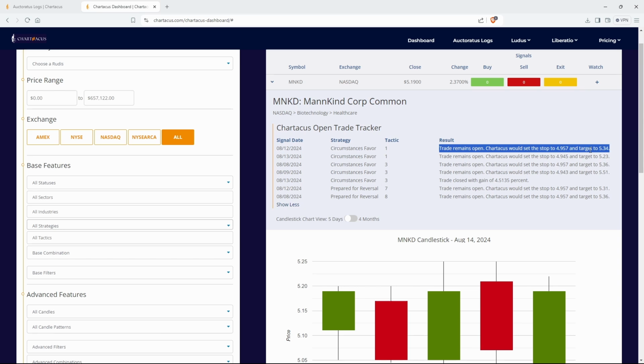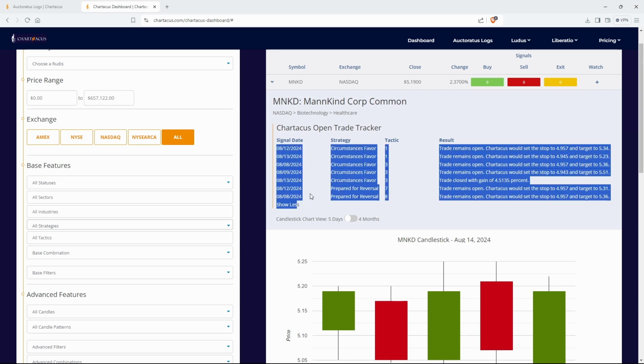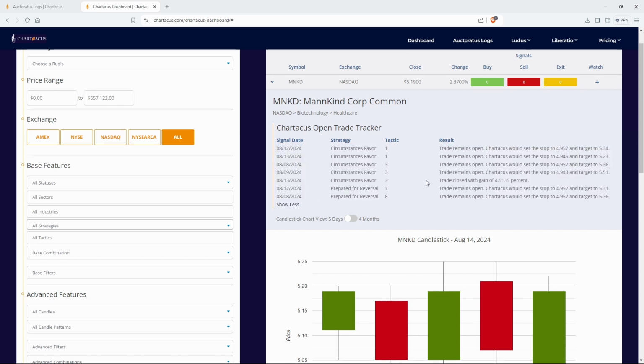Note, there are 6 more trades from August 8th to August 12th. If you had followed Chartacus on any of these strategies, you would want to mimic Chartacus's trade management settings. Also note, one of the trades from August 13th, right here, says trade closed with a gain of 4.5% roughly. Chartacus is also going to tell you when the trade closed, and if you are following Chartacus, your trade should have closed as well, and also with a profit.